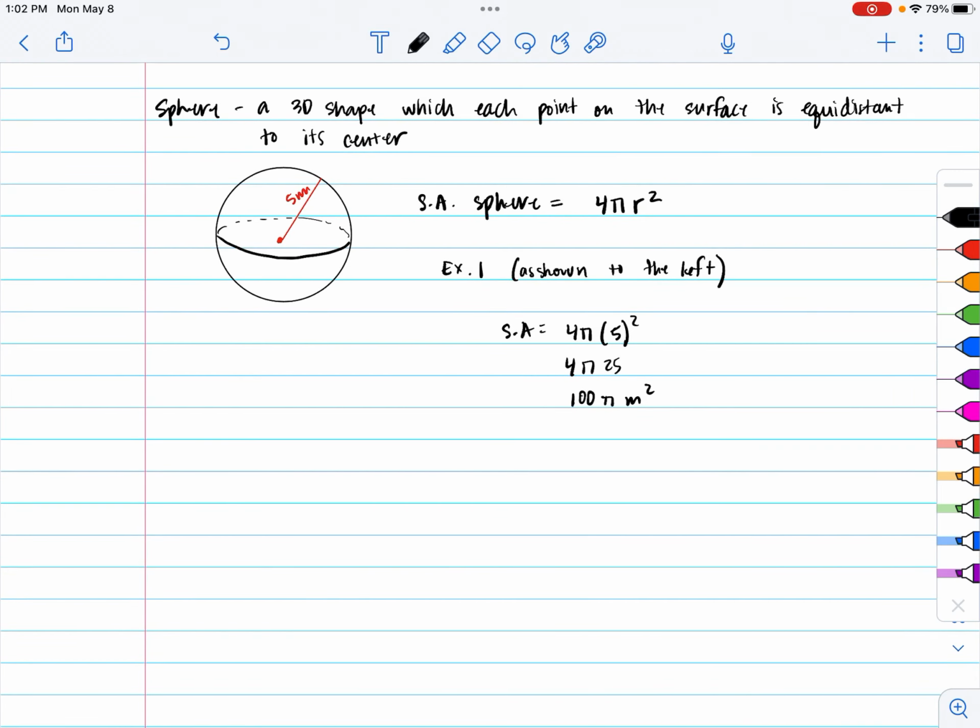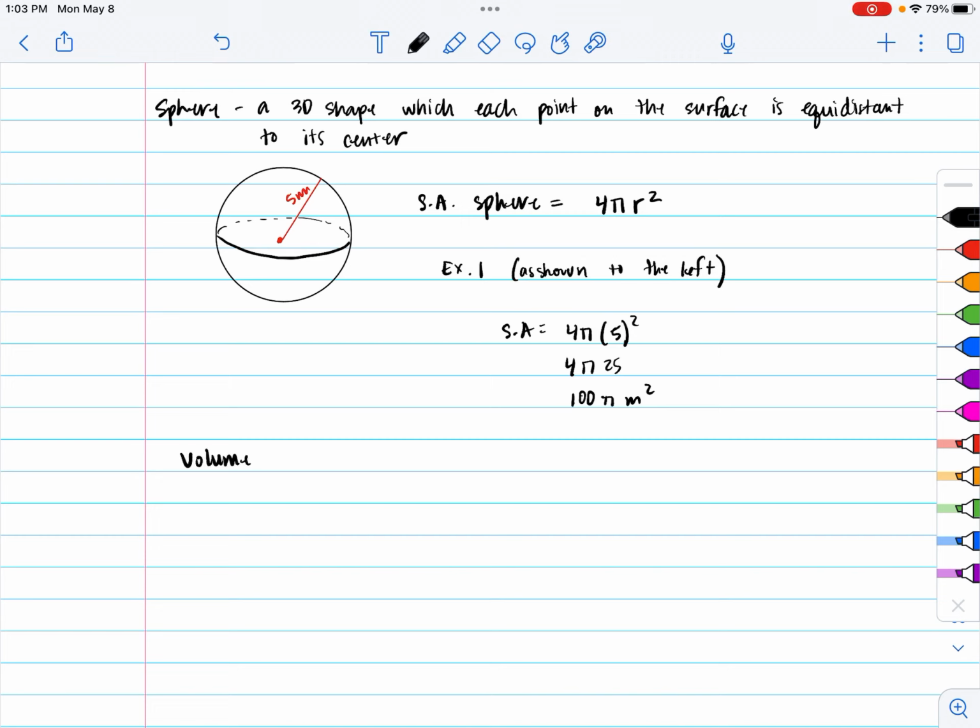Now, let's talk about volume. Well, actually, let's do this. What happens if something is a hemisphere? Actually, no, we'll save that for a little bit later, because we're going to do volume of a hemisphere versus surface area of a hemisphere and what changes. So let's talk about volume.